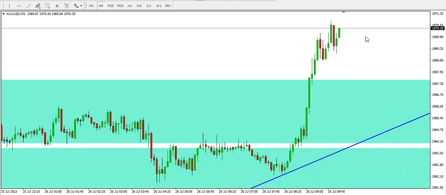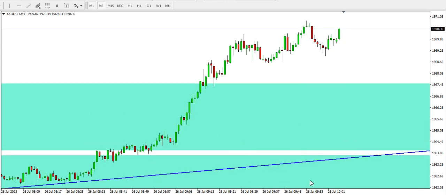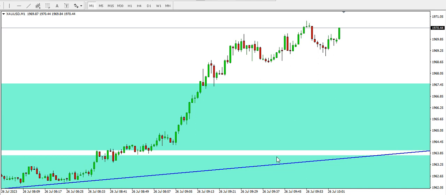On the 5 minutes time frame, it's trending up. On the 1 minute time frame, it's also trending up. So you might want to look for buying opportunities for gold.